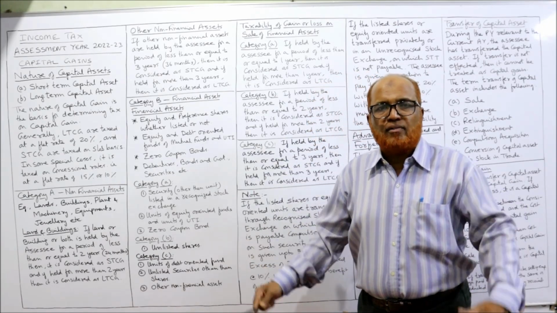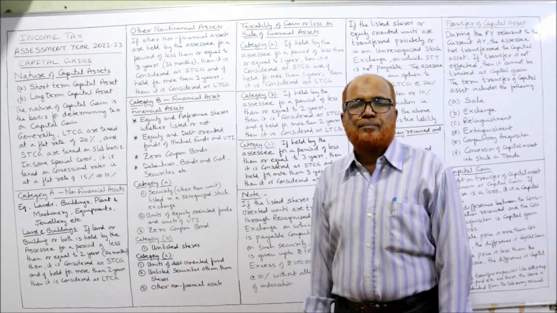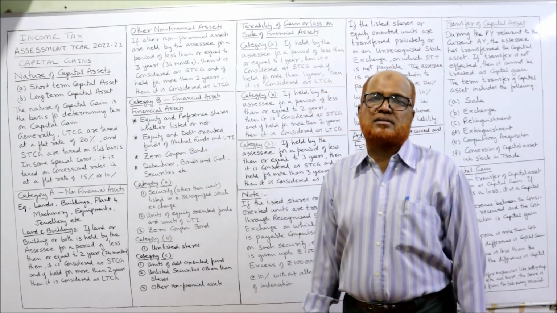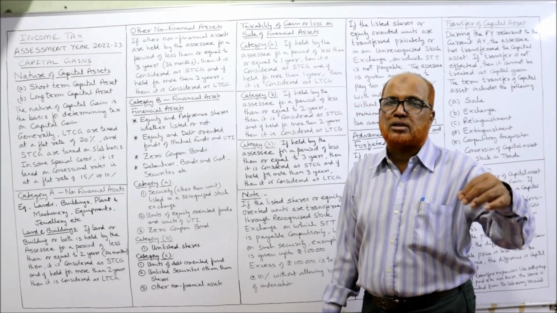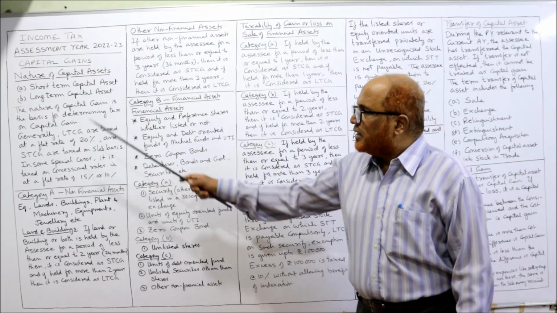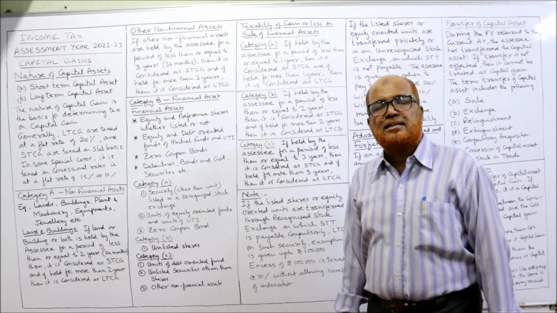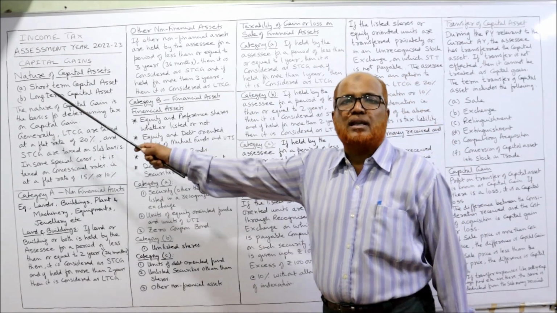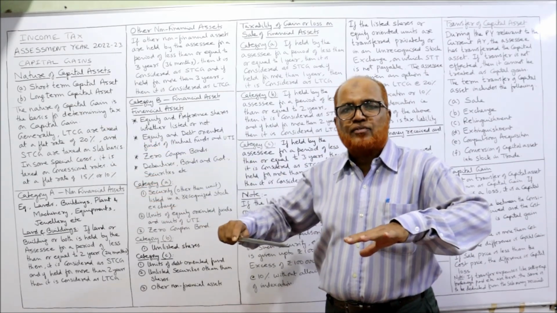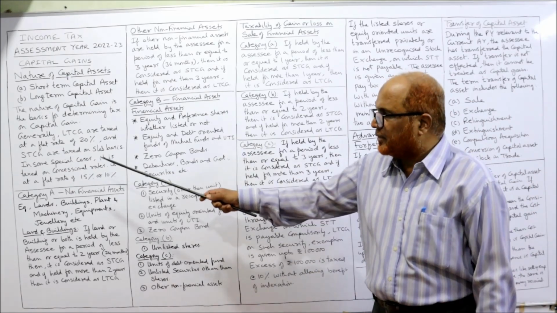Broadly we divide the capital asset into two categories: short-term capital asset and long-term capital asset. Again, in the examination, theory may be asked: explain about short-term and long-term capital asset. The nature of capital gain is the basis for determining the tax, because the rate of tax is different for short-term capital gain and long-term capital gain.